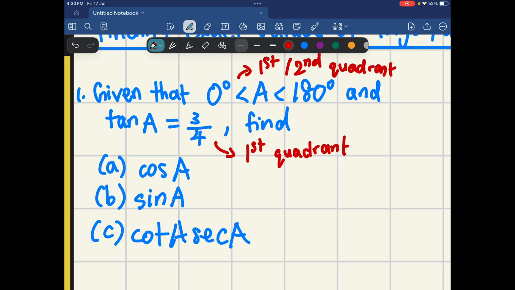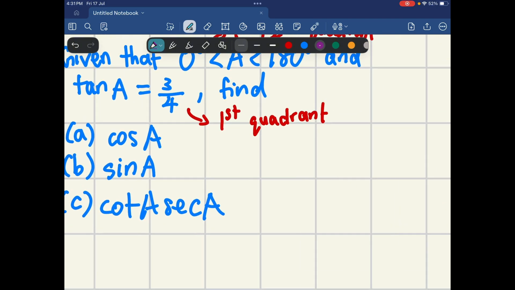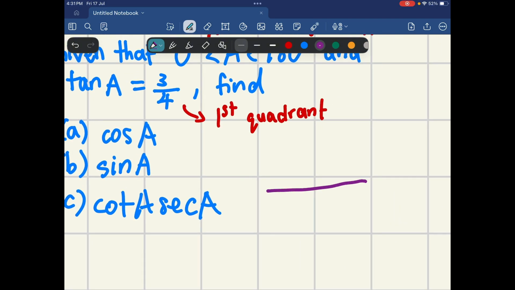So now we can draw out a diagram to show how tangent A and angle A will look. So let's say this is our diagram, where this here will be angle A, we know that tangent of angle A is 3/4. So tangent is opposite over adjacent, so our opposite will be 3 and our adjacent will be 4. Now to find our hypotenuse using Pythagoras, it will be 5.